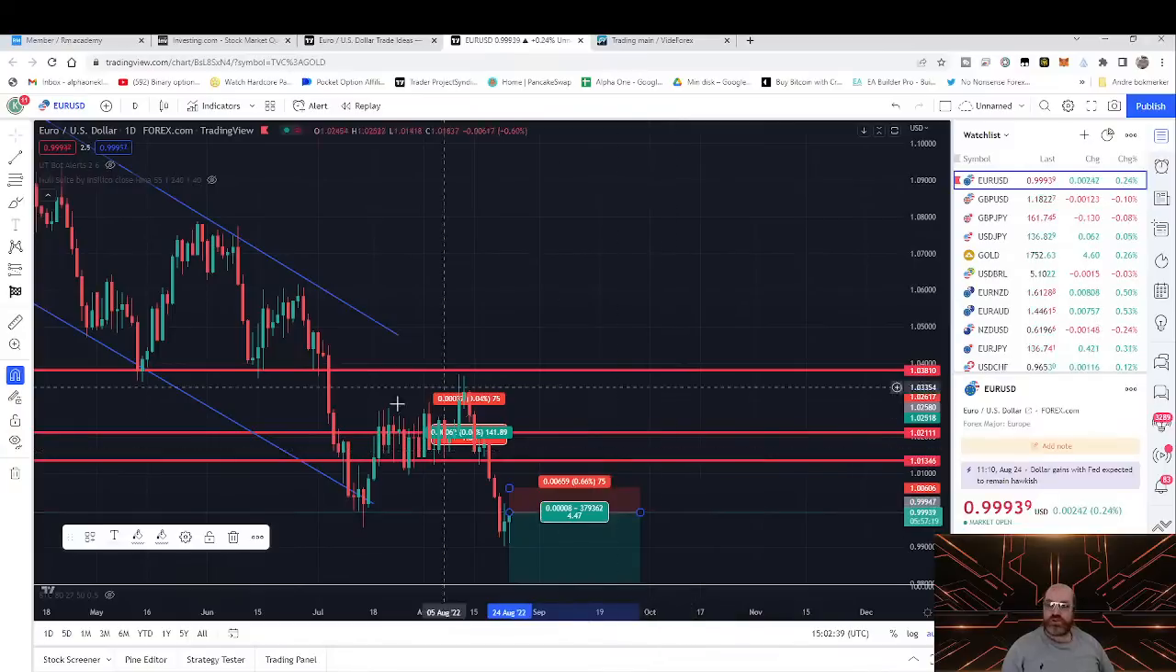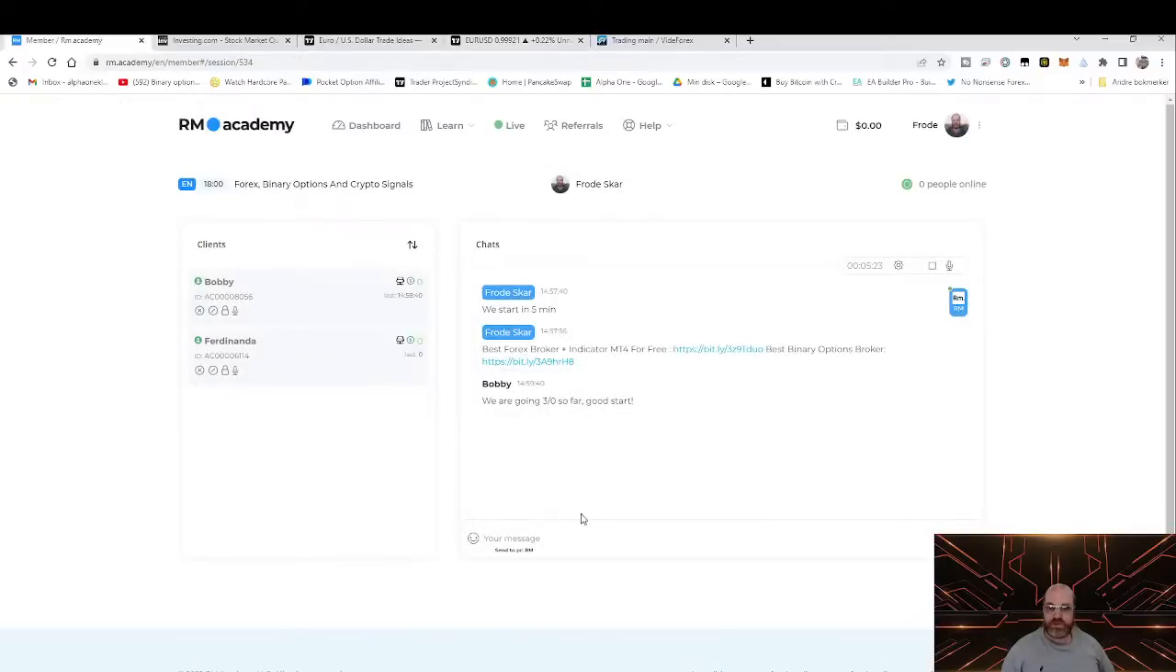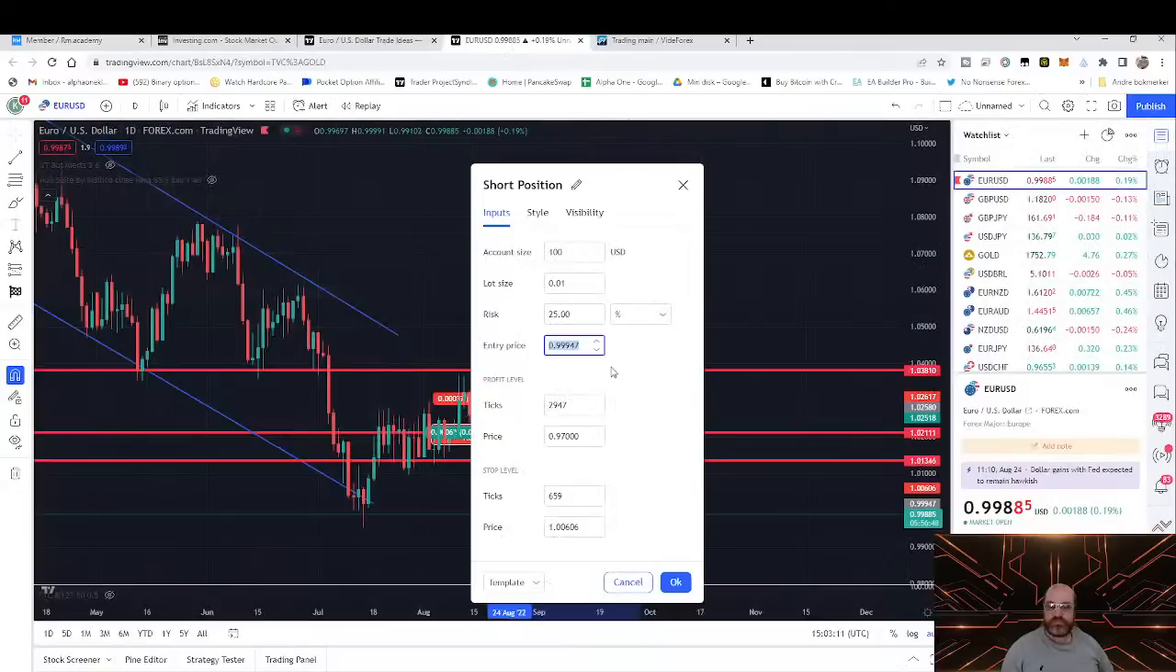So we will now start. I will give a signal right after that. We take a trade for euro against dollar. This is a trade we have been waiting for, by the way. So let's take euro USD. We take a short trade. We enter at this level there. We take our stop loss level.